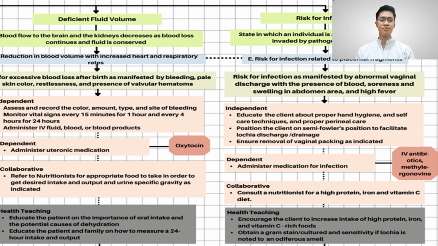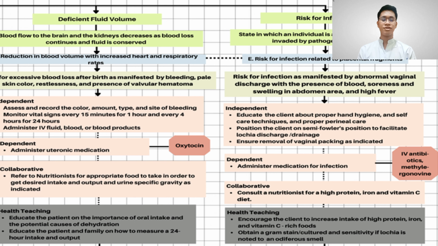Deficient fluid volume refers to blood flow to the brain and the kidneys decreasing as blood loss continues and fluid is conserved. So there is a reduction in blood volume with increased heart and respiratory rates. For the nursing diagnosis, it is risk for excessive blood loss after birth as manifested by bleeding, pale skin color, restlessness, and presence of vulvar hematoma.